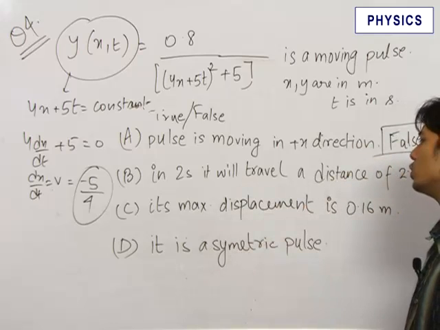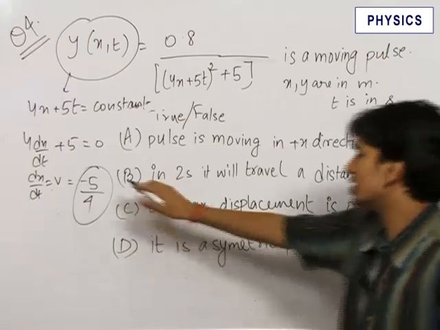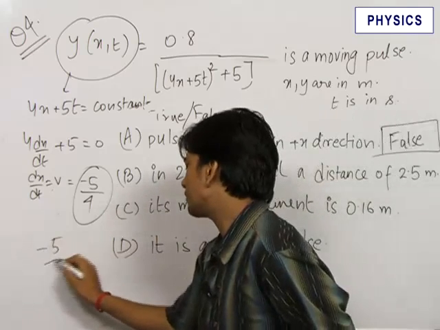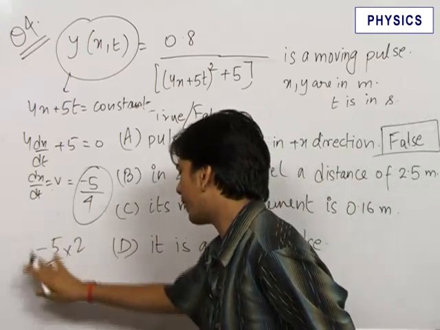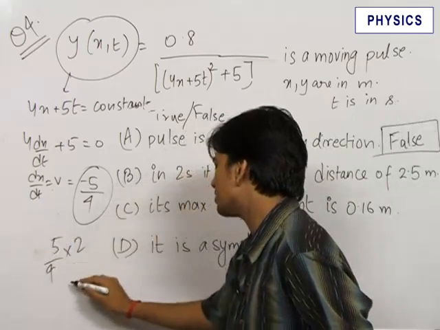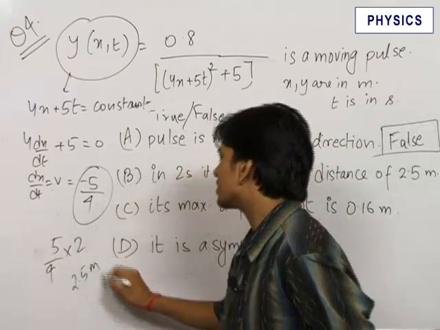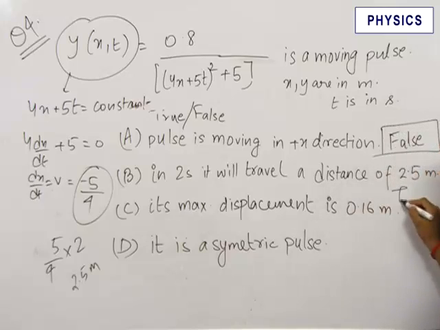As for the second part, in 2 seconds it will travel a distance of, we'll just multiply it by minus 5 by 4 into 2. We need to find out the distance, so we remove the minus sign, and it becomes 2.5 meters. So the second part is true.